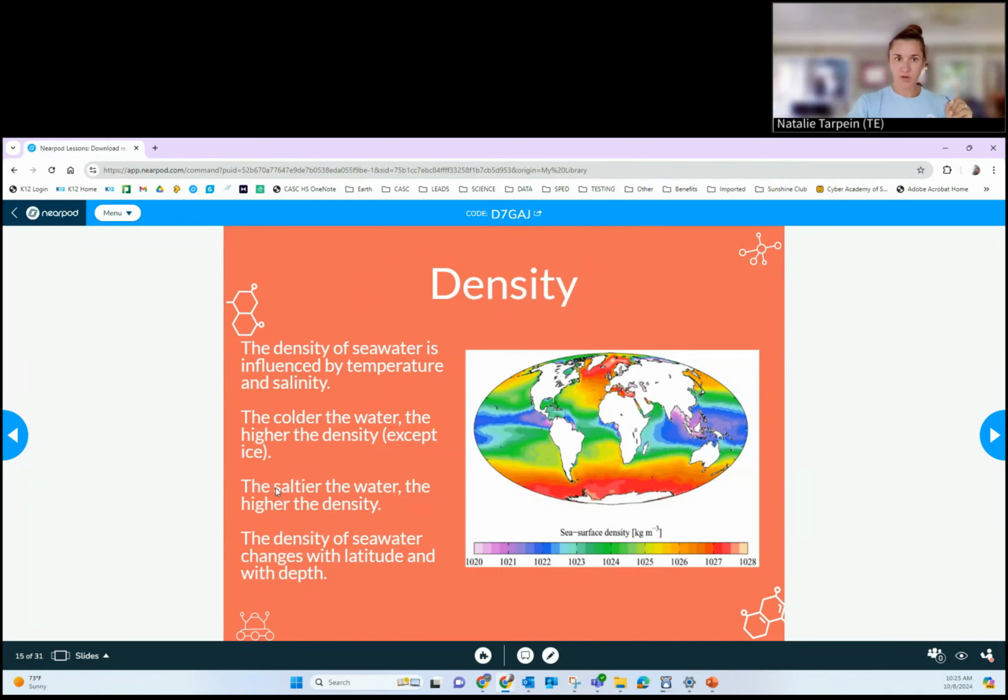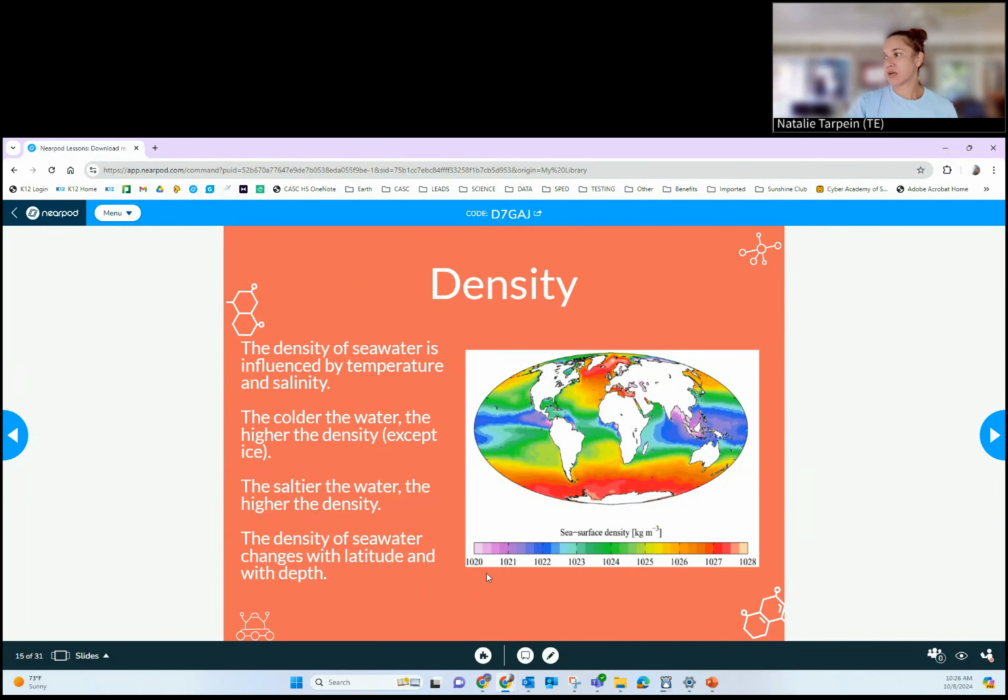Also, colder water is denser. Salty water is also denser than not salty water, or the saltier the water, the more dense the water. So those two things in mind, the areas that are cold and very salty are going to have more dense seawater. So we see these changes with latitude, so where it is on Earth, and with depth.